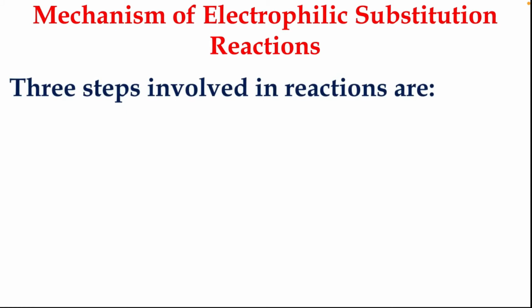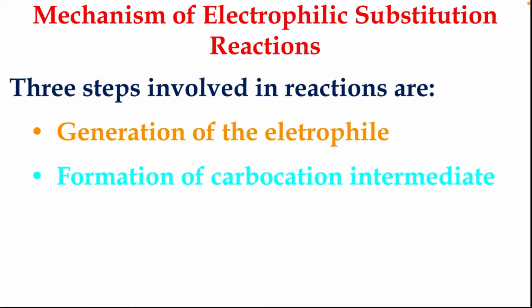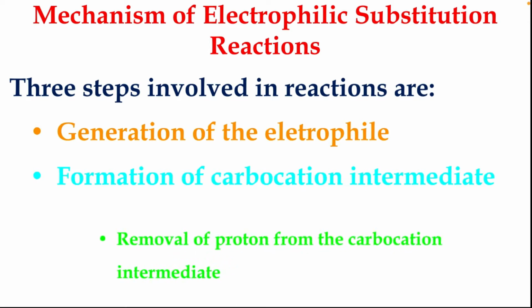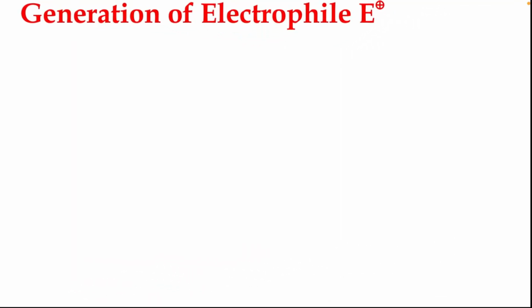Three steps are involved in the reaction: first one is generation of the electrophile, second one is formation of carbocation intermediate, and the third one is removal of proton from the carbocation intermediate. So these are the three steps involved in the mechanism of electrophilic substitution reaction.